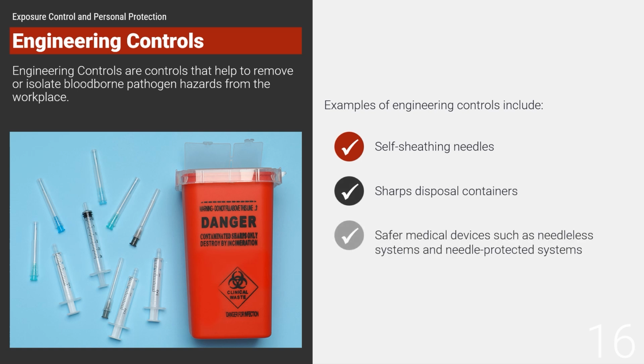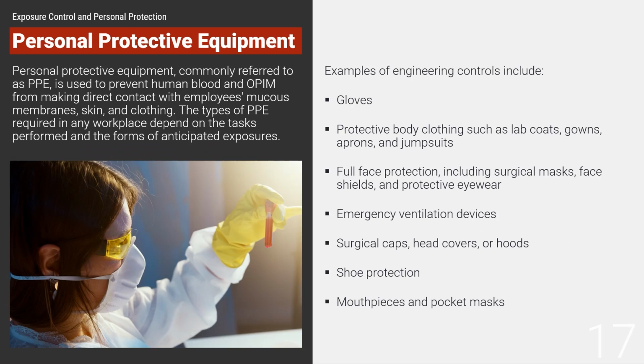Personal protective equipment, or PPE, is used to prevent blood and OPIM from making direct contact with employees' mucous membranes, skin, or clothing. Types of PPE required in the workplace depend on the task performed and the forms of anticipated exposure. Some examples are gloves, protective body clothing, face shields, emergency ventilation devices, surgical caps, head covers and hoods, shoe protection, or mouthpieces and pockets.